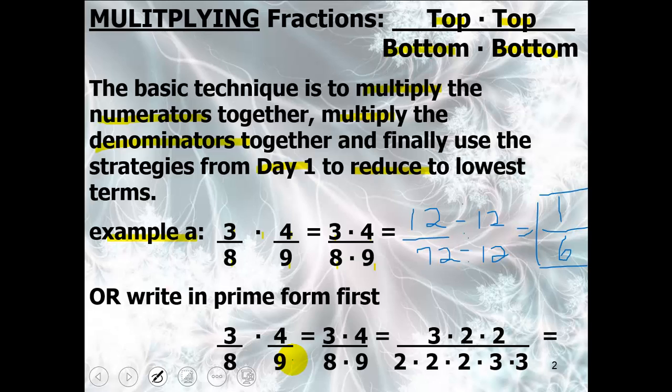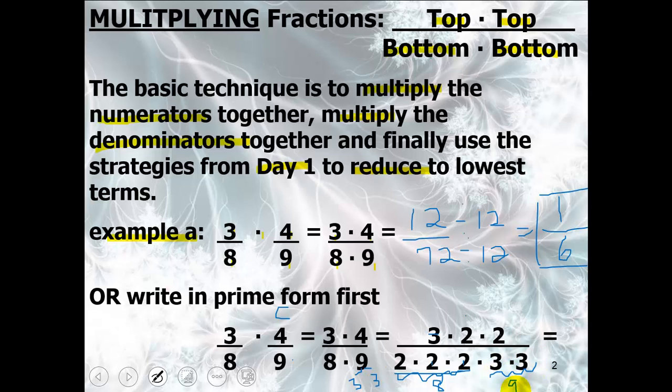The other way we could have done it is taken the 4, the 8, and the 9 and written them in terms of their prime factors. So my 3 stays exactly as it is, but my 4 is a composite number. So I'm going to write it as 2 times 2. 8 is a composite number, and if you write it in terms of its prime, it's 2 times 2 times 2. This is the equivalent of 8. 9 is 3 times 3, so here's my equivalent of 9.